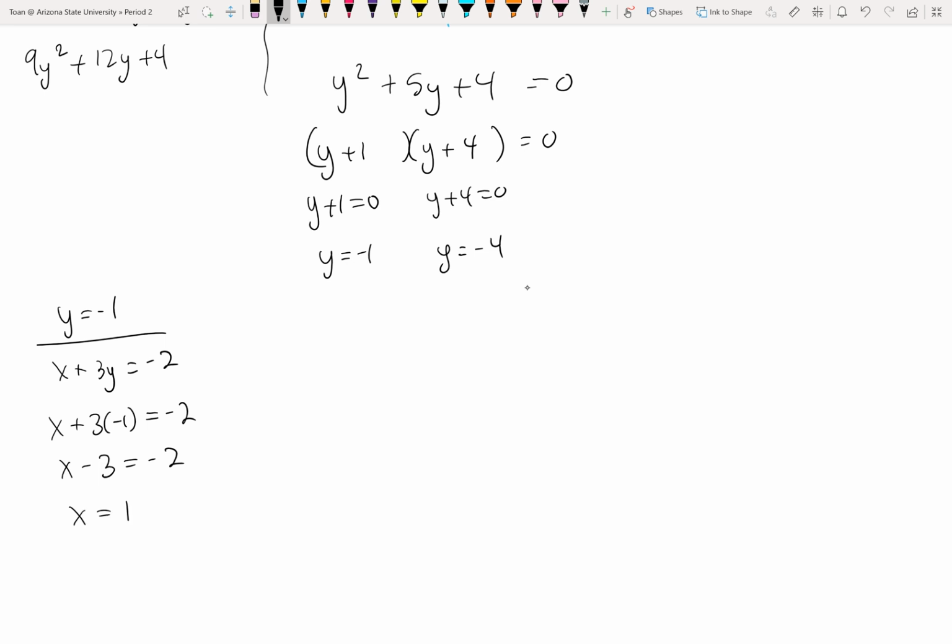Then I'll go ahead and do the same thing with y equals negative 4. Plug in y equals negative 4. You get x plus 3y equals negative 2. X plus 3 times negative 4 equals negative 2. X minus 12 equals negative 2. Add the 12 over, x equals 10.